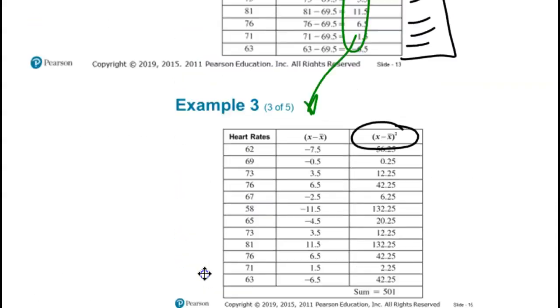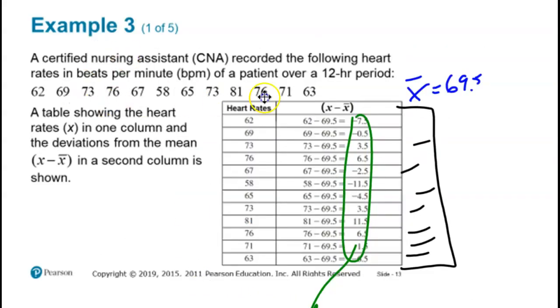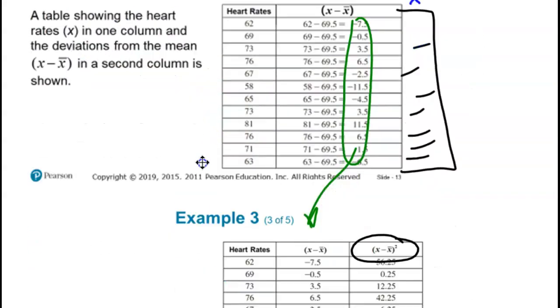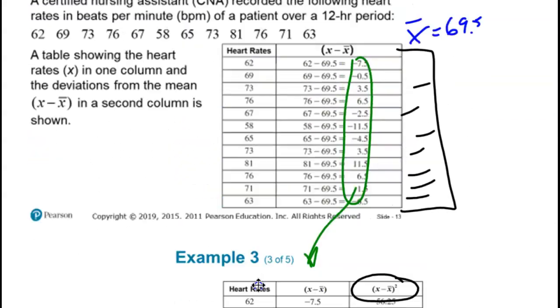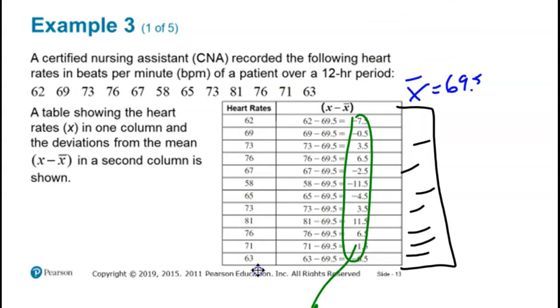That really doesn't mean anything when you're looking at your data set up here of these numbers, because these numbers are about that high. And so what you want to do is say, well, the standard deviation from the mean is about 6.7 or 6.8. So now we're saying, okay, what does this mean? We have a mean, so the person's heart rate is 69.5 with a standard deviation of 6.8.